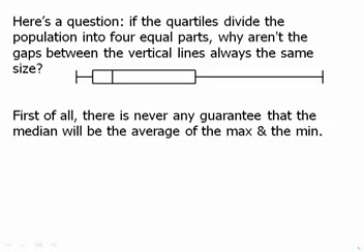Well, first of all, think about it. There's never any guarantee that the median will be the average of the max and the min. So right there, there's no guarantee. If you know your max, you know your min, there's no guarantee that if you average those two, you'll get the median. The median could be anywhere between the max and the min.